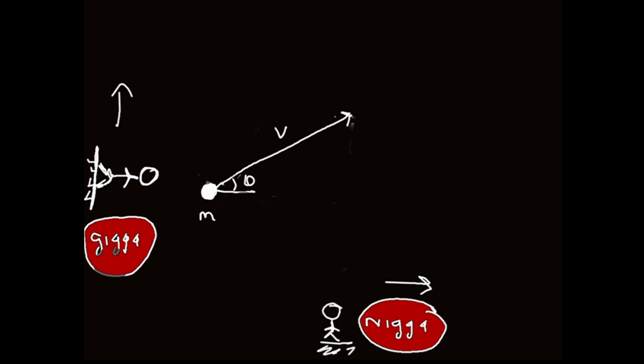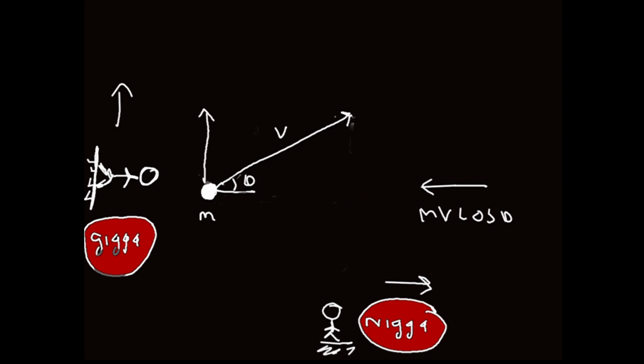Firstly, we can use Nigga's observation. That is, the velocity in this direction is 0. So here is a particle. Only the vertical component can exist because the horizontal component is 0. We are adding mv cos theta in this direction. So Nigga says that the particle is at rest in this direction. So the velocity becomes a straight line.